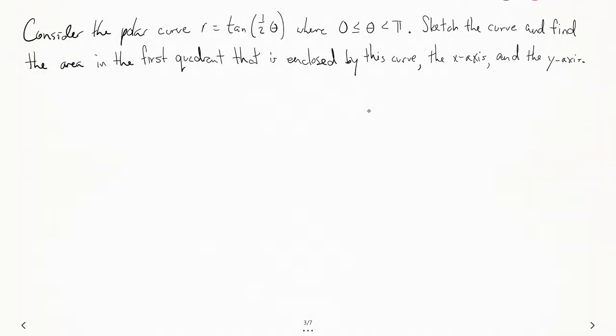So now our next one, let's consider this polar curve r equals tangent of 1/2 theta, where 0 is less than or equal to theta, which is less than pi. Okay, so we have a restricted interval. We want to sketch the curve and find the area in the first quadrant that is enclosed by this curve.